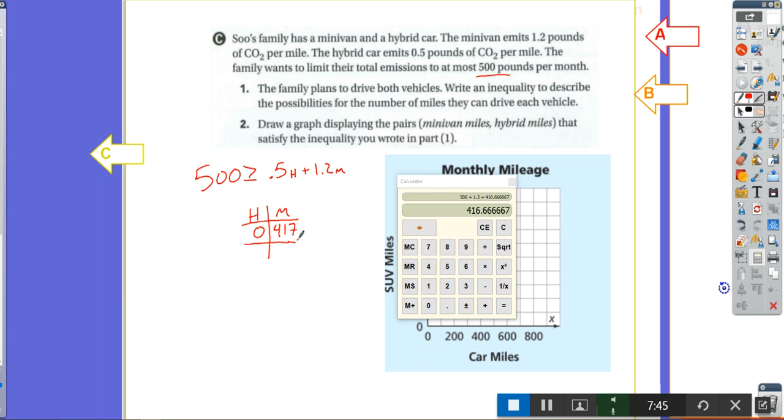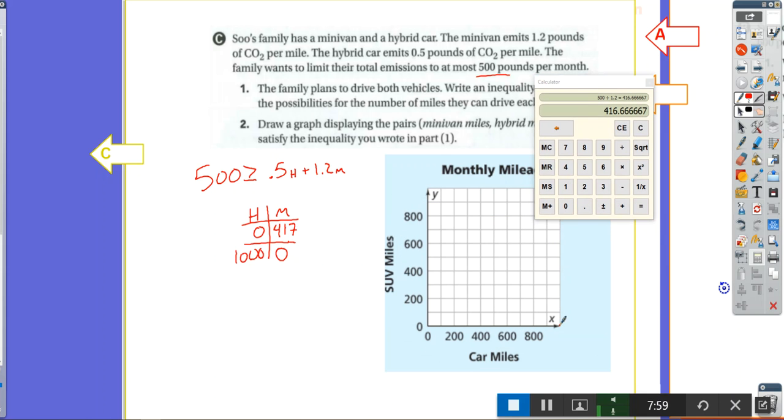All right, so you get 417, we're going to round that to 417 miles. If I drive 0 miles on the minivan, well, I just double it. I'll get 1,000 miles on my hybrid. So my hybrid is right here. My minivan is just over that 400 mark. And then connect the dots. And we can equal 500, so it's a solid line, a closed line.